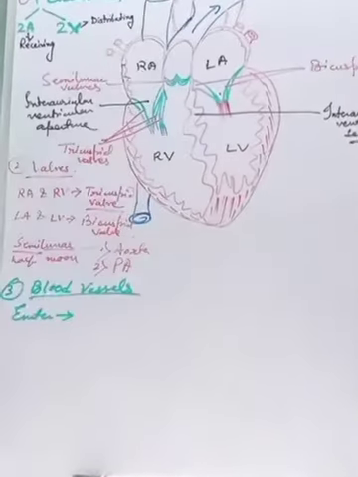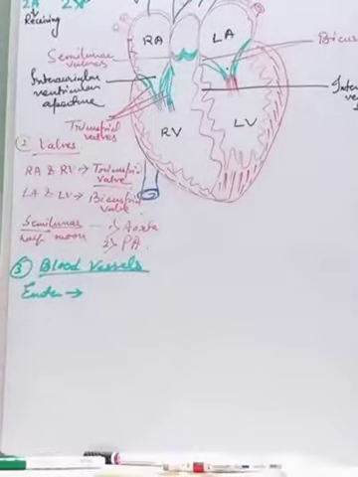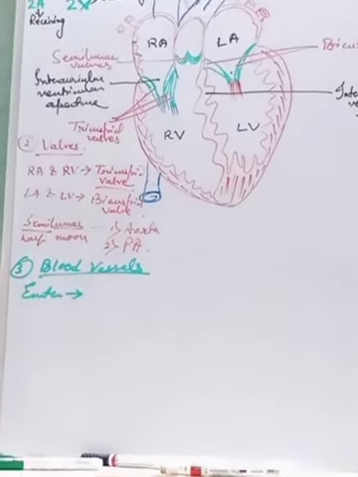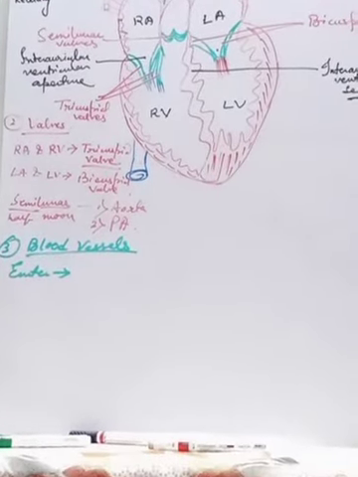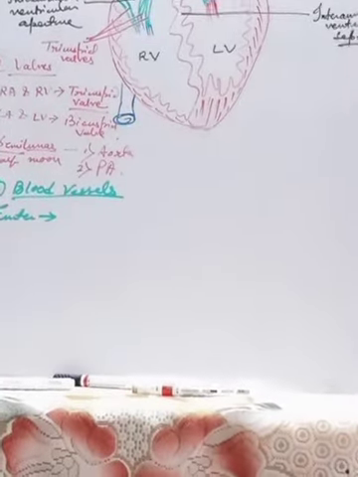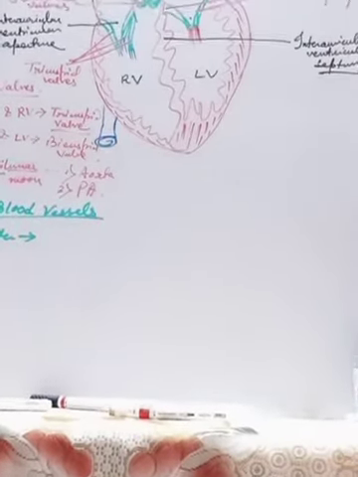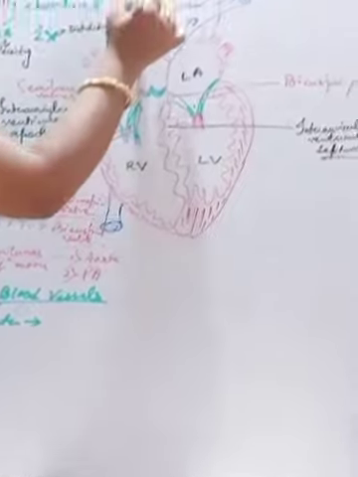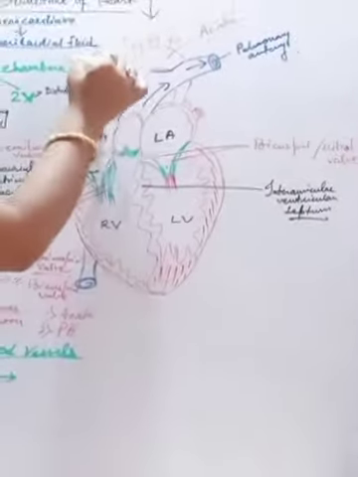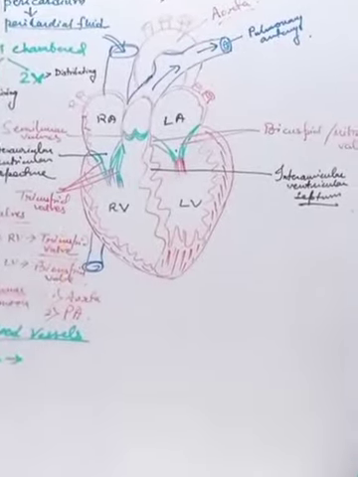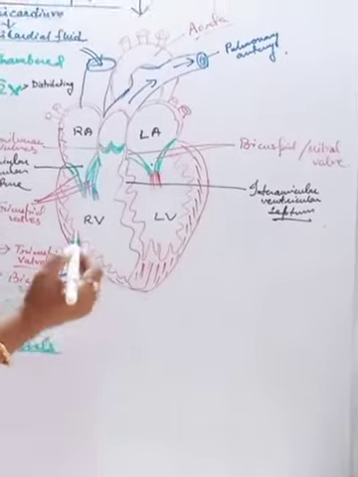As I say, auricles are receiving chambers. So from where do they receive the blood? They receive the blood mainly from two veins. We know that veins carry deoxygenated blood. So veins bring the blood to the heart. So this one and this one I am marking.